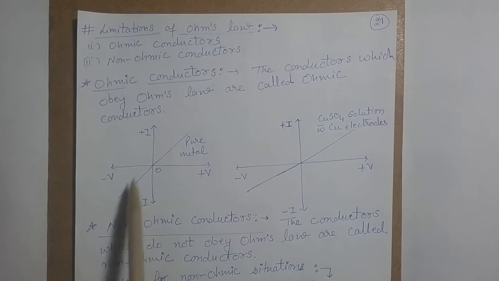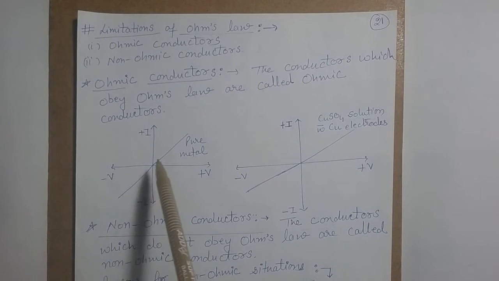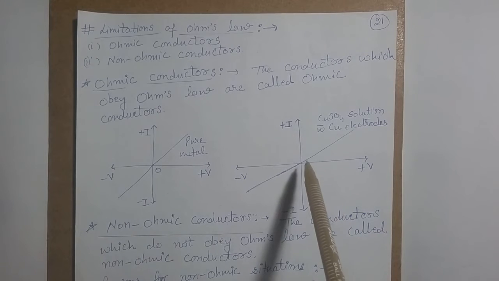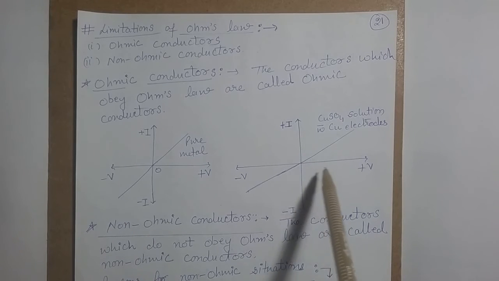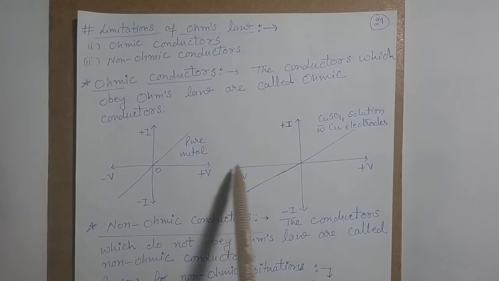Like the pure metals, like our electrolytic solutions. So you can see that with increase in potential, there is rise in current. With increase in negative potential, again there is increase in negative current. Here in case of electrolyte also, increase in potential, increase in current, increase in negative potential, increase in negative current again.